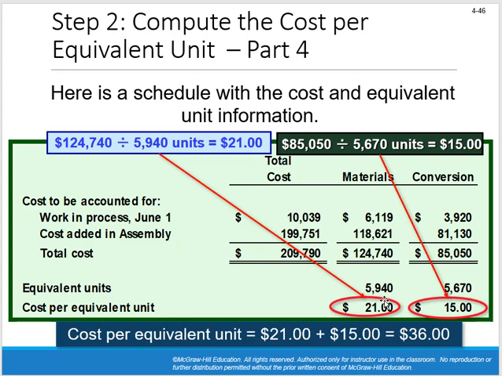That is different, however, than taking this 209,790 and dividing it by the sum of our equivalent units. That's different math. Don't do that. Do it separately, materials, separately conversion, and then we could add those together and say our cost per equivalent unit is $36. But for now, focus on keeping things separate, materials and conversion.